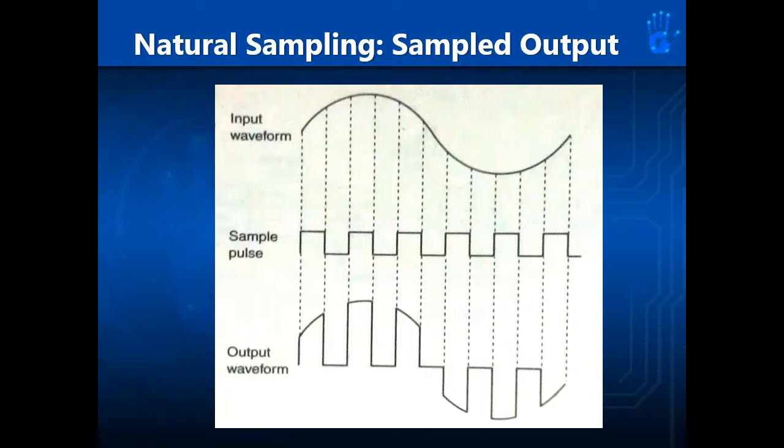First, we have our input waveform, which is just a basic sine wave, and then our sample pulses of constant amplitude and constant frequency. The output waveform, this is what we call a naturally sampled signal. So as you can see, it consists of various pulses, which are aligned to our sample pulse. But the amplitude of these pulses are directly proportional to our input waveform. And the top of these pulses are not constant in amplitude.